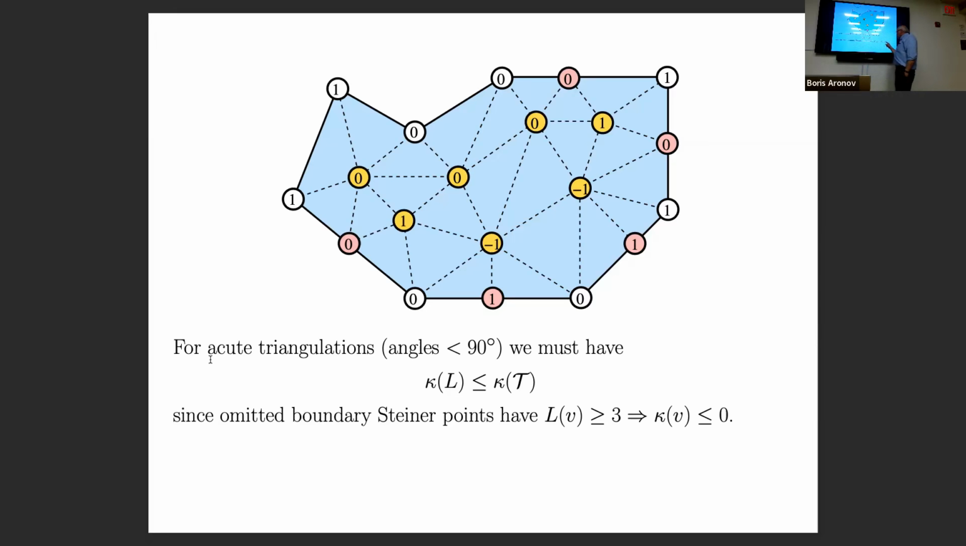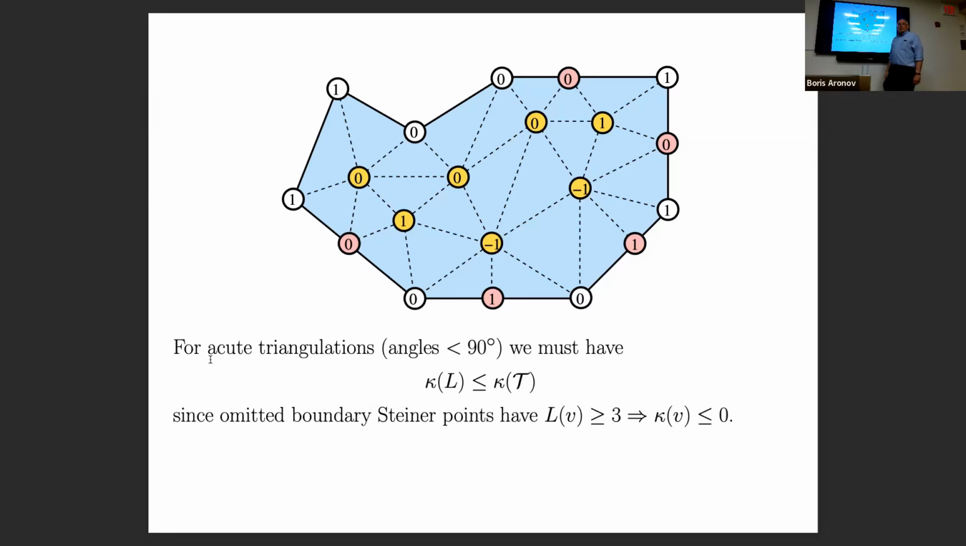That means all of their curvatures are negative. Remember, curvature was 3 minus the label. So if I take all those and throw them away, I'm throwing away all negative terms. That means that if I just look at the labelings of the original polygon, it's less than the sum of the interior ones. So for acute triangulations, throwing away the flat Steiner vertices, I know it always works in one direction.